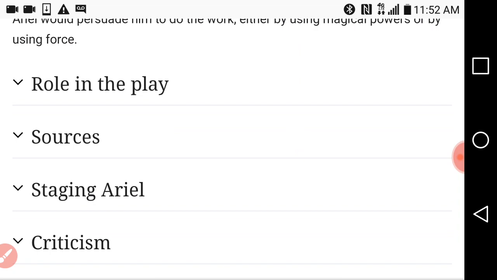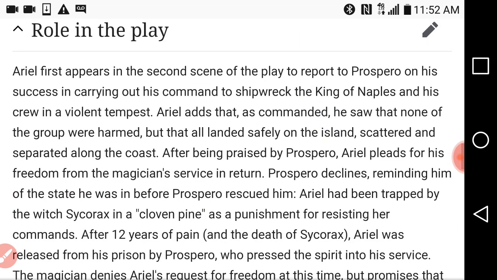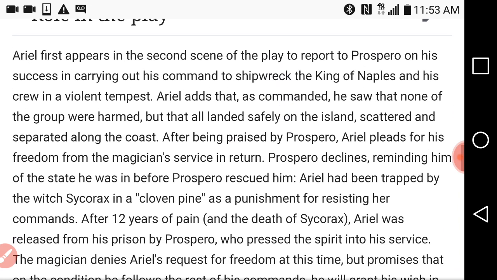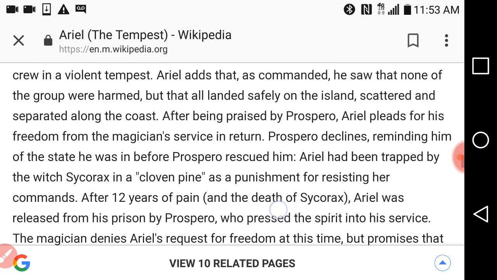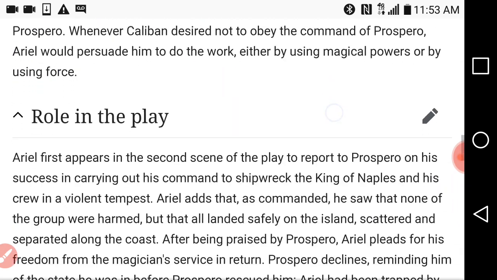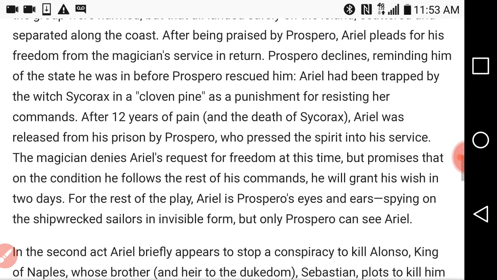Role in the play. What is the role here? The Ariel appears in the second scene of the play to report to Prospero on his success in carrying out his command to shipwreck the king. Now, this seems to me like a whole story here of creation, Noah and everything else, Jesus Christ, the whole thing, the Son of Man, all of it, right here, the temptation. We haven't got to the other part yet of Jesus Christ or the Son of Man, but it seems to be depicting something like that in this play, if you see how they work it.